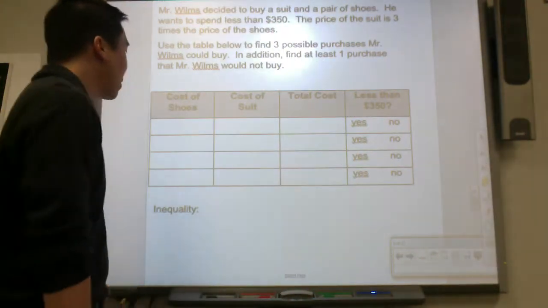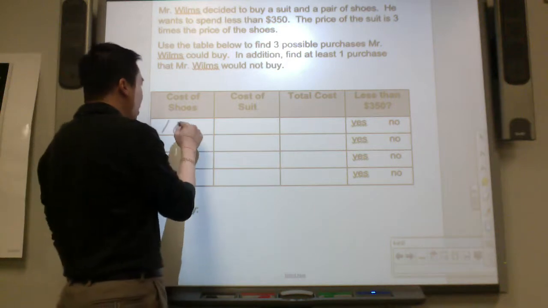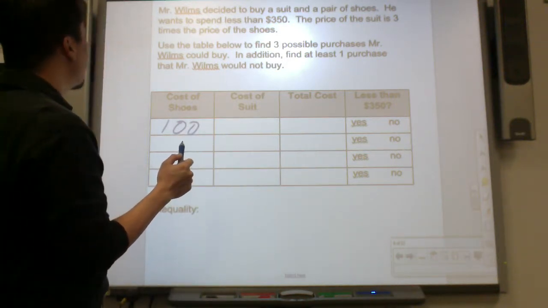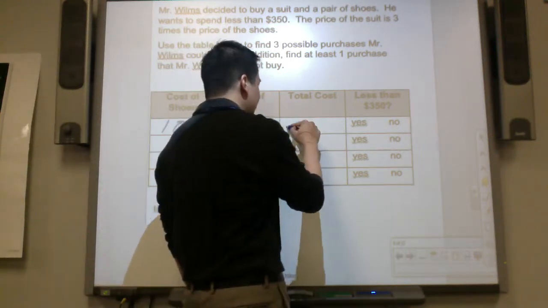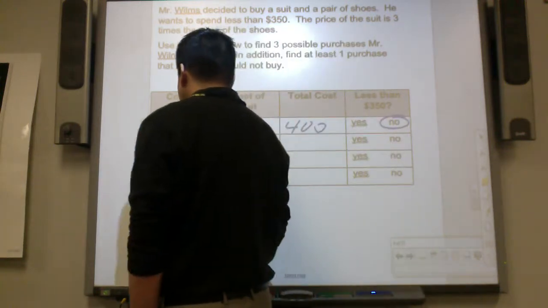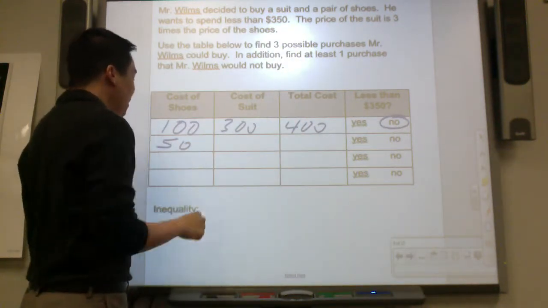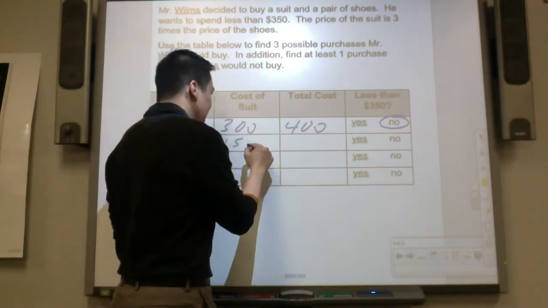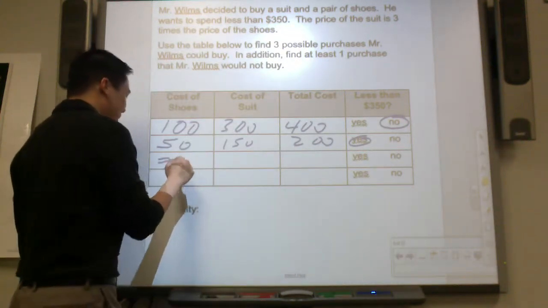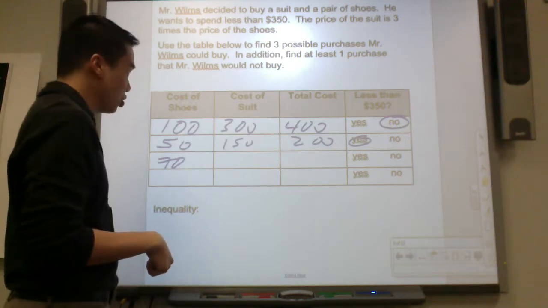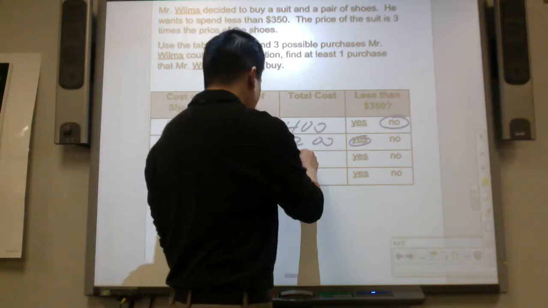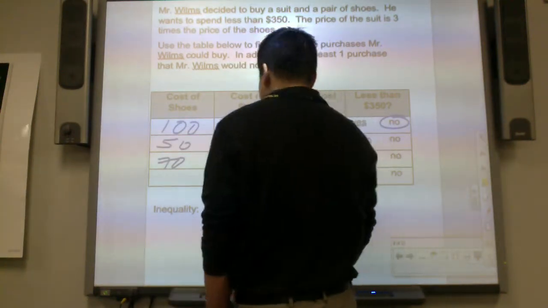So we need to find where he can buy. For example, if he spent $100 on shoes, the suit is 3 times that price. That would be $300. So he spent $400. Is that less than $350? No, it is not. If he spent $50 on the shoes, 3 times that is $150. That's $200. Is that less than $350? Yes. Let's do 70. If 70 is the cost of the shoe, 3 times it is $210, and that adds up to $280. Yes, that is less than $350.